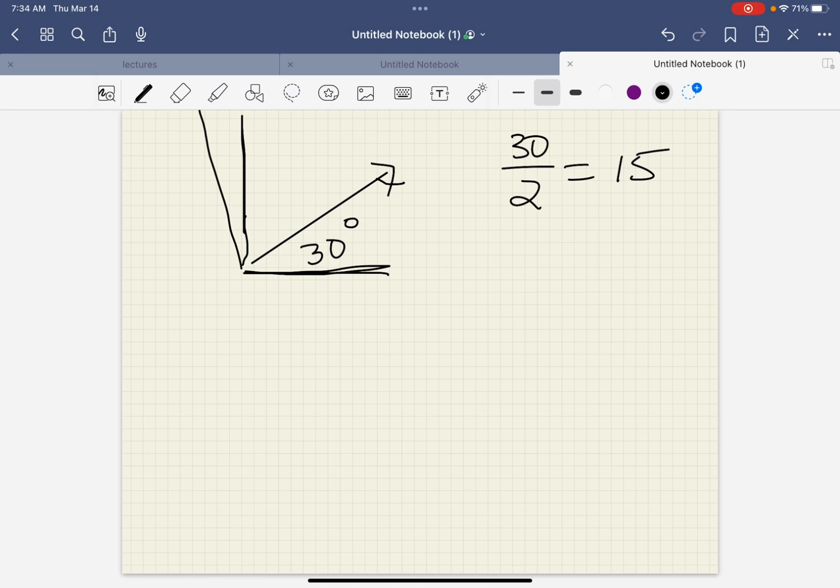So if this is 30 and this right here is 90, that would leave this piece to be how much? This would be a right angle. So 90 minus the 30 would give us 60, wouldn't it? Plus what we think this is, 15. So an estimate would be 75. Okay?